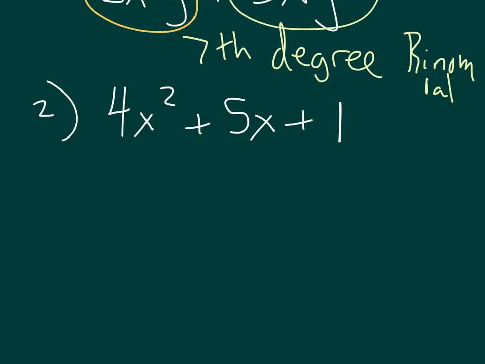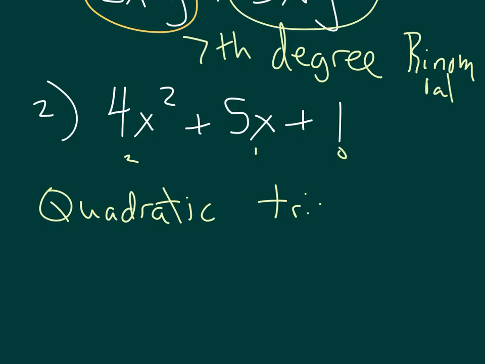The second one, why don't you pause the video and try to classify this right now. So we look at the terms. The first term has x squared, that's second degree. The second term is first degree, and the last term is technically 0th degree. It's x to the 0 power. X to the 0 power is 1. So this is a second degree or quadratic. It's a quadratic trinomial because there are 3 terms here.